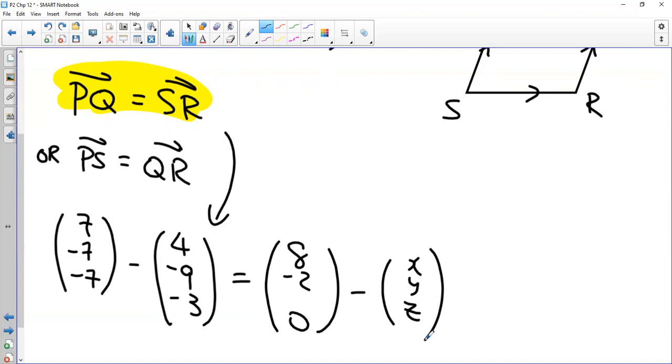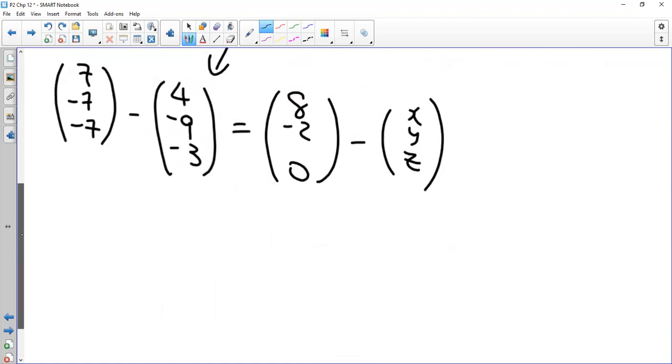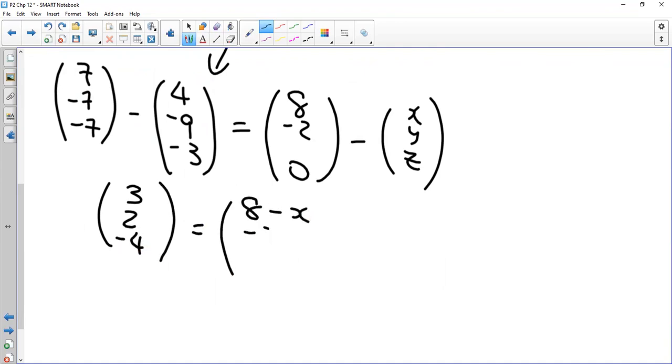So PQ equals SR. Right. A silly mistake students will make is that sometimes they forget to write the minus when they copy it. They somehow put an extra minus in there, or with the minus 7, they forget the minus in the second 7, etc. So just be mindful how you copy it. And then you just simplify left and right hand side and then make them equal. So left hand side, you get 3, minus 7, 2, minus 7, minus 4, equals 8 minus x, minus 2 minus y, and negative z.